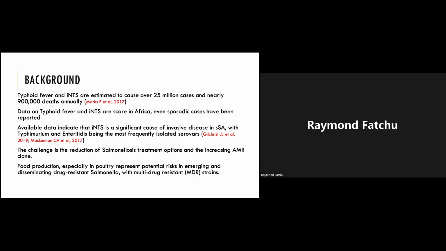We have treatment options, but treatment is a challenge regarding the reduction of salmonellosis and the increasing AMR clones, as there is a strong increase of infection in the sub-Saharan region linked to non-controlled usage of antibiotics, and certainly for E. coli, where we use antibiotics abusively for treatment. So therefore, there are resistant clones, or clones presenting resistance.